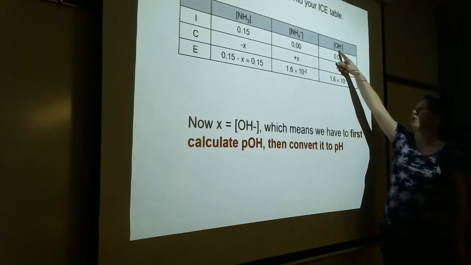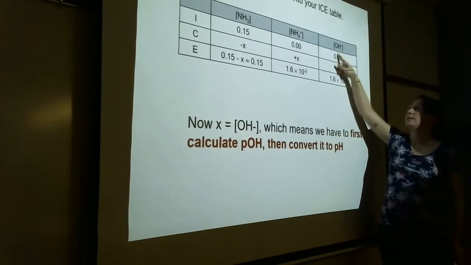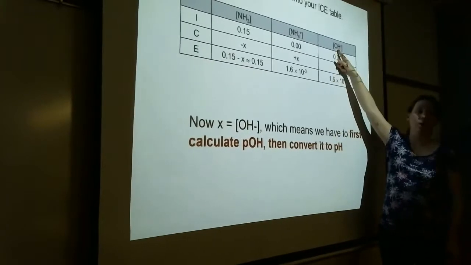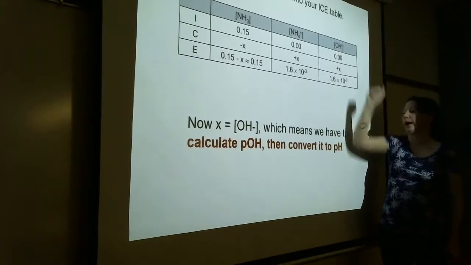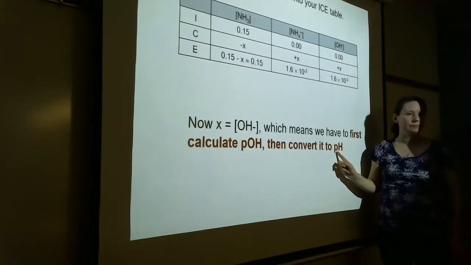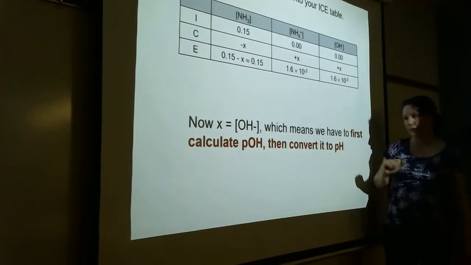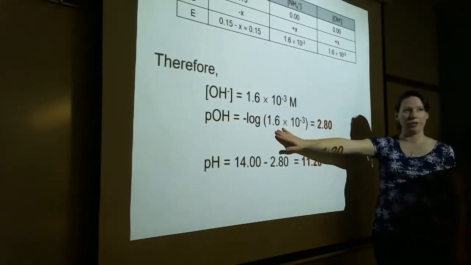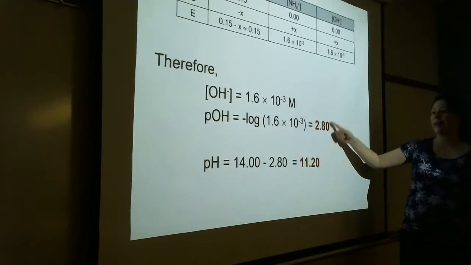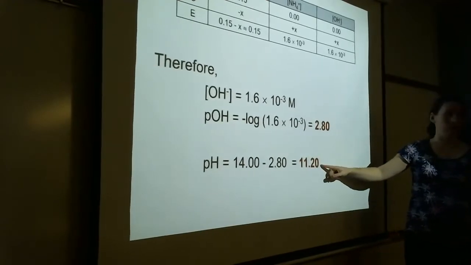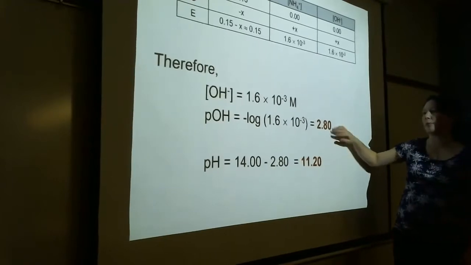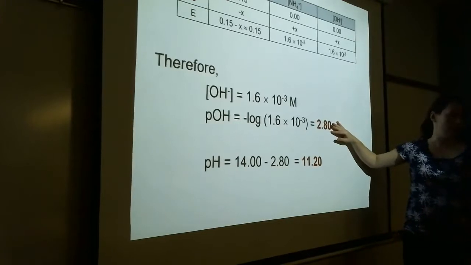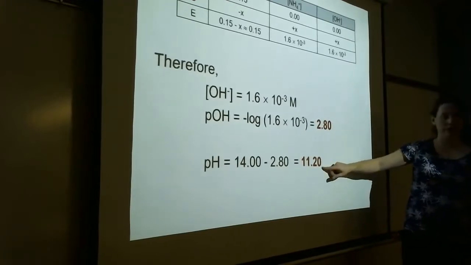But if you were to calculate this negative log, that's not going to be a pH, is it? It's going to be a pOH. So how do you turn a pOH into pH? You just subtract from 14, right? So we have to calculate pOH first and then get pH by subtraction. If you stopped right here, you would not have a pH, you would have a pOH. You need to subtract from 14 in order to get a pH.